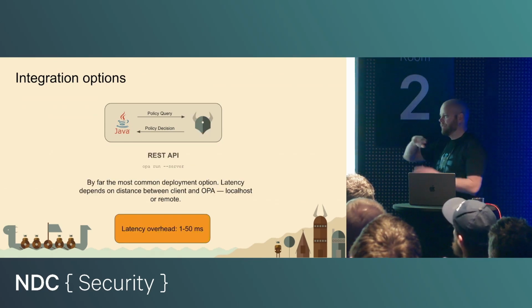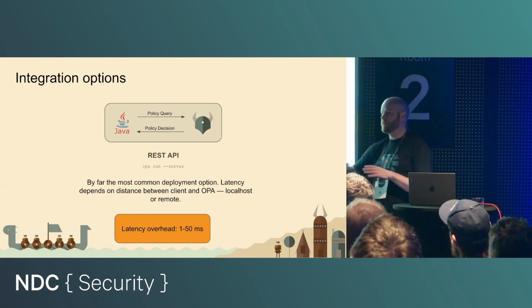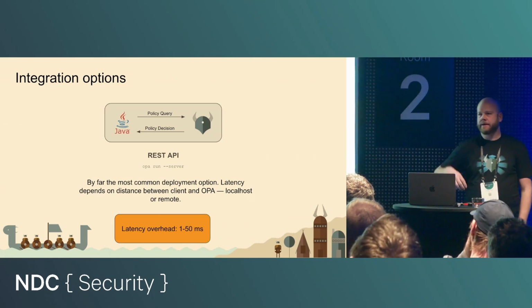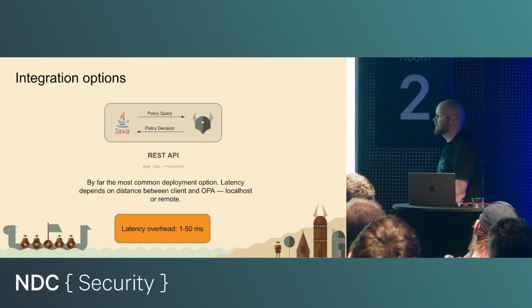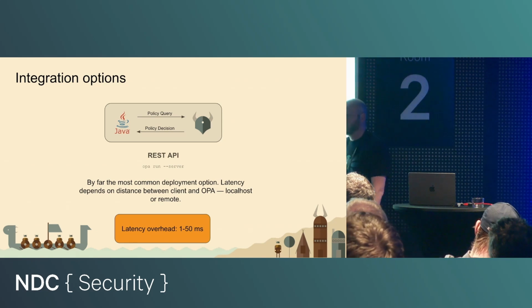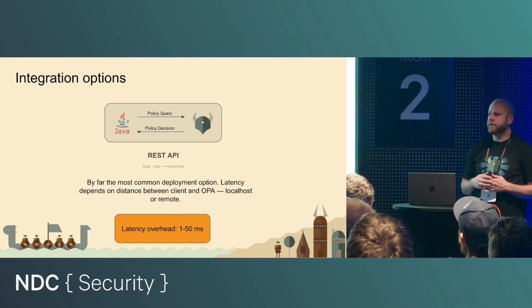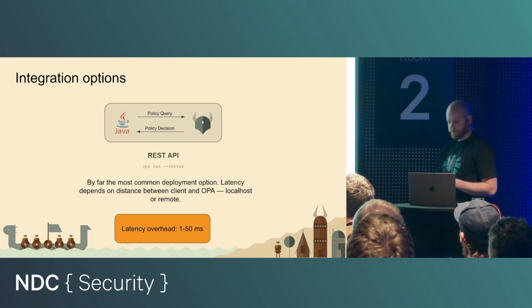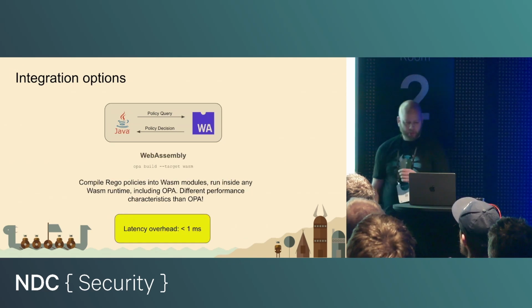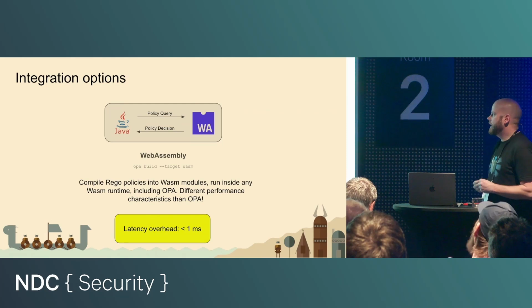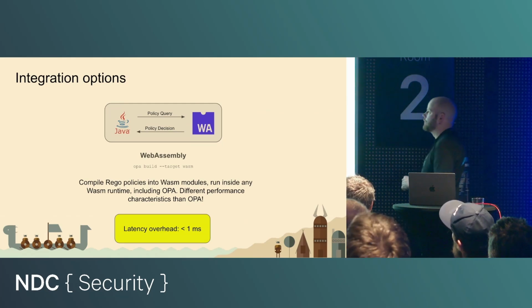But if you have hundreds of services all included in the chain of requests, and they all add 1 millisecond of latency just to do authorization, well, then you have hundreds of milliseconds just for doing authorization. So how can we solve that? One way of approaching this is WebAssembly.